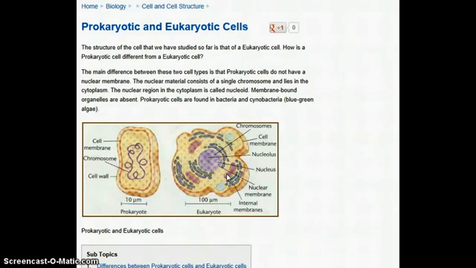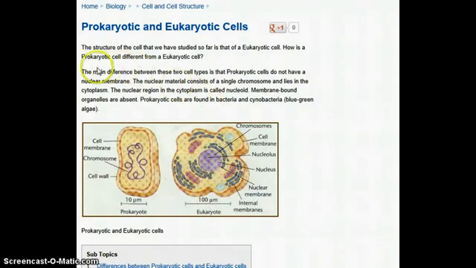Okay, so let's take a look again at the main difference. Think of it in your own mind. This is our prokaryotic cell. You can also see it right down there. And this, of course, is our eukaryotic cell. If you haven't practiced saying that out loud, I want you to try that now. Let's say prokaryotic and eukaryotic.